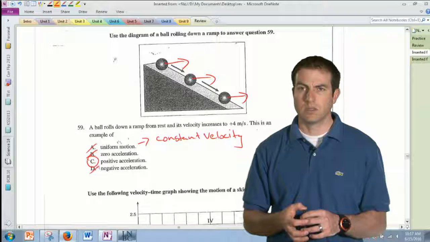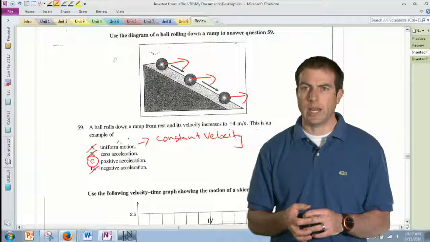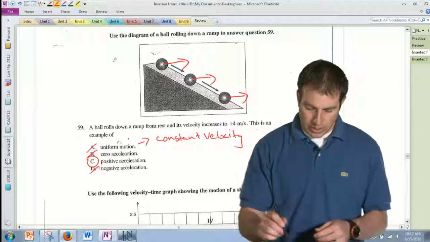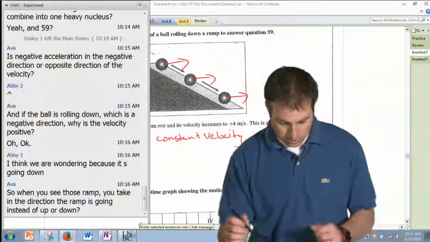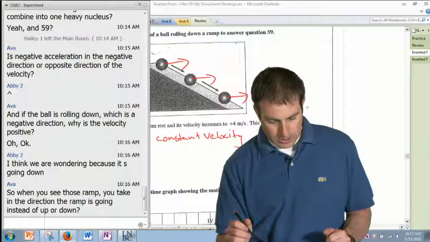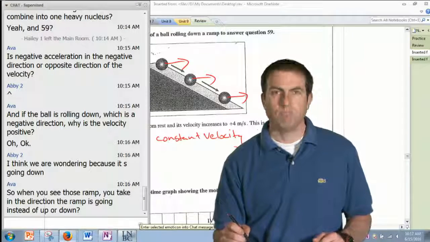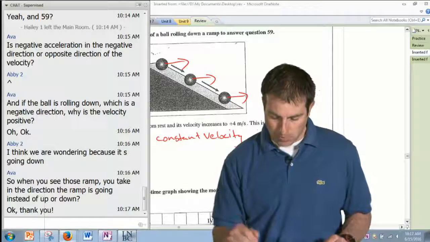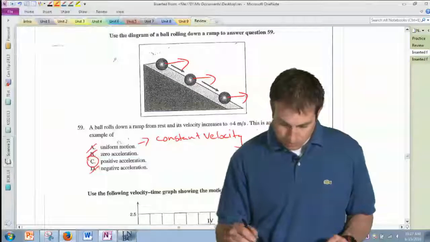So when you see those ramp questions, take the direction the ramp is going instead of up or down? Yeah, when you're doing a ramp question. How about something like this?